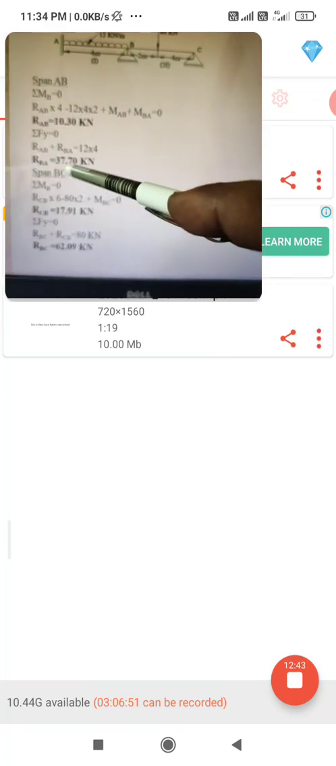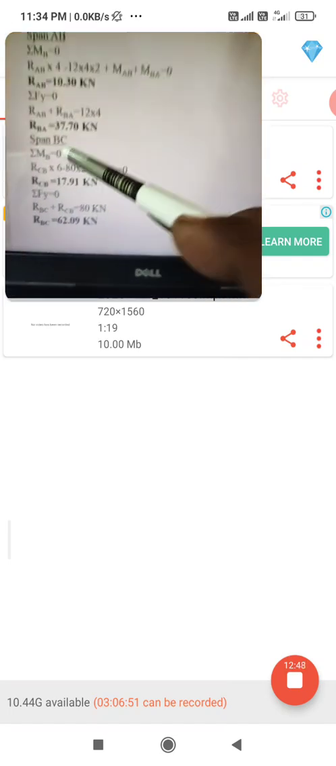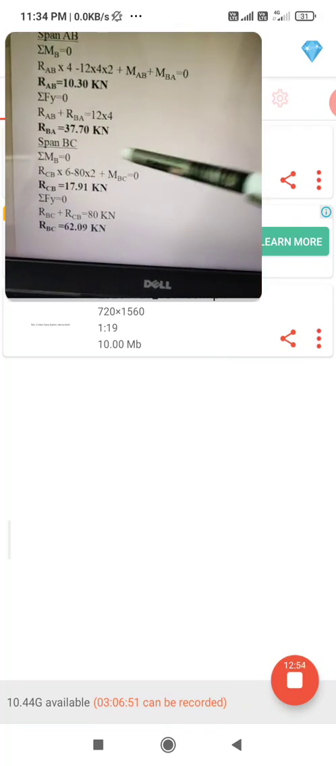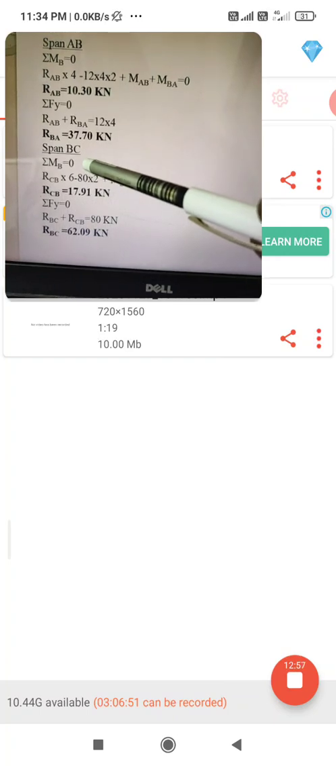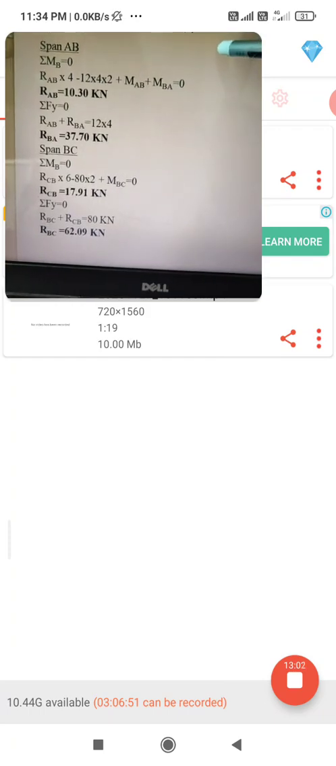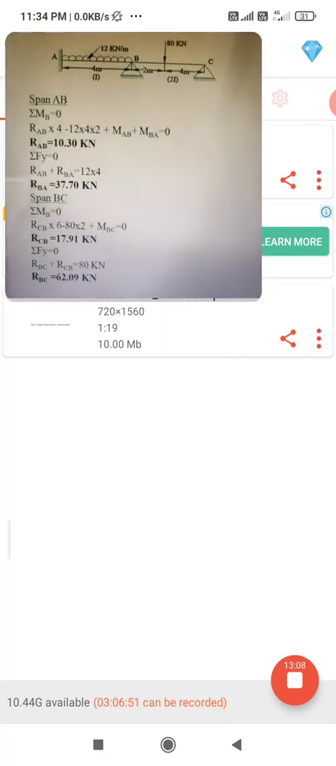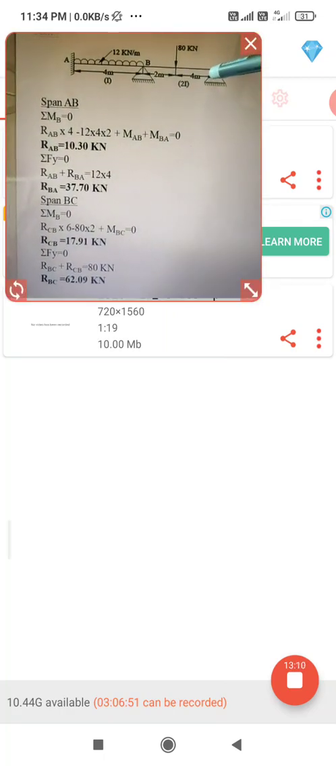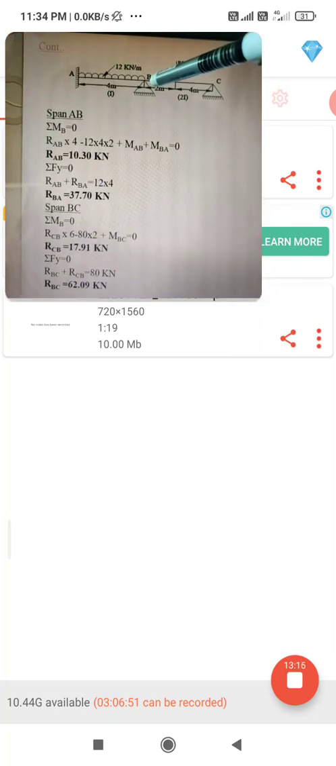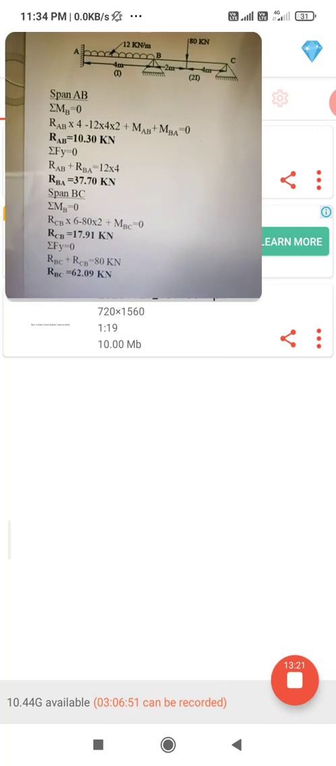So you will get RBA equal to 37.7. Then next, come to the summation of moment at B equal to 0 on the right hand side, that is span BC. So RCB into 6 minus 80 into 2 plus MBC and MCB. MCB is equal to 0.